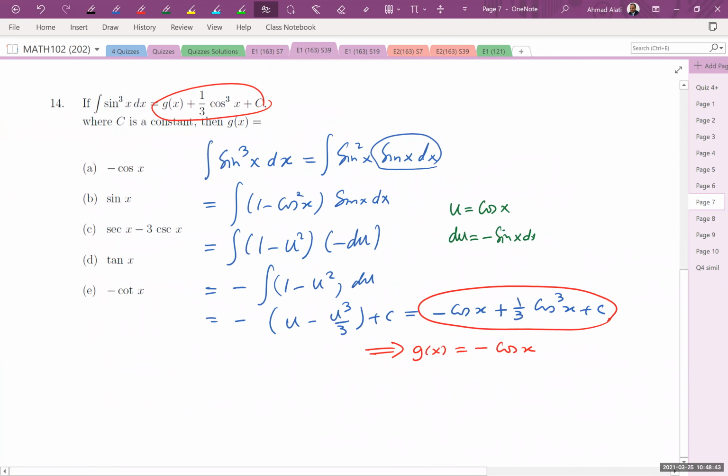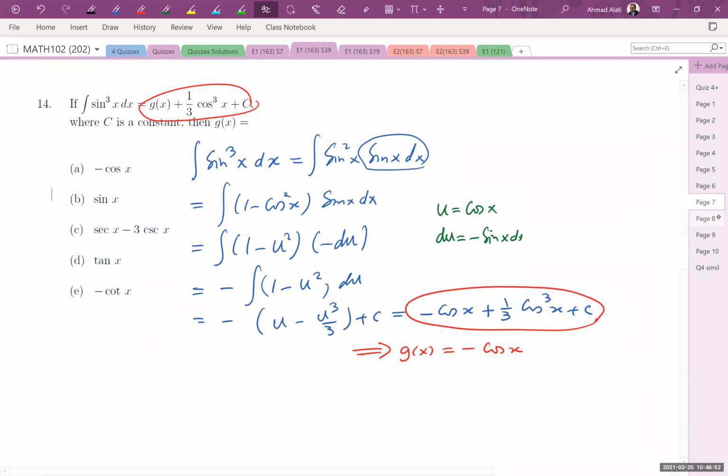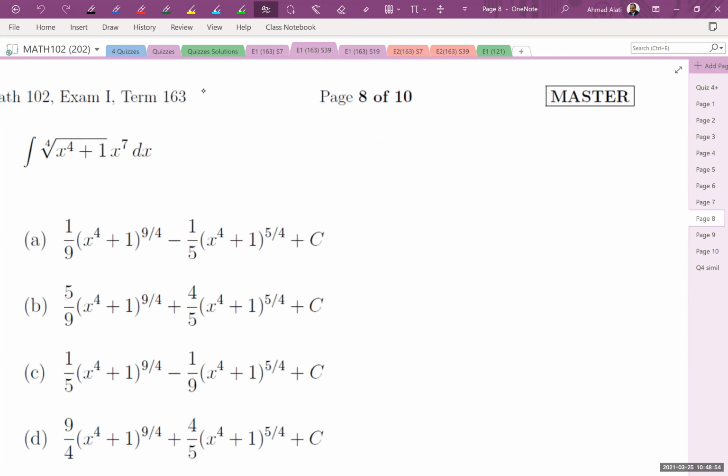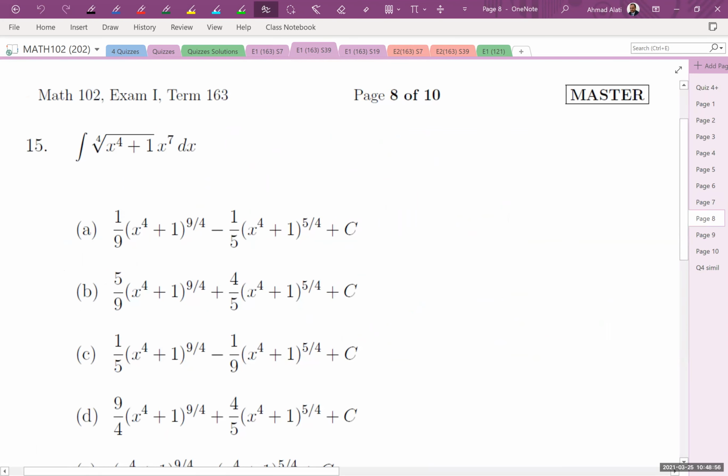How much time do we have? 2 minutes, unfortunately. So this is question number 14. We will just cover the idea of how to evaluate this integral.